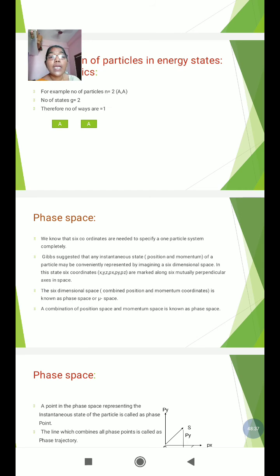So here x, y, z represents the position coordinates, and px, py, pz represents the momentum coordinates. The combination of position coordinates and momentum coordinates is called phase space. Phase space is nothing but the combination of position space and momentum space. So phase space is the 6-dimensional space.